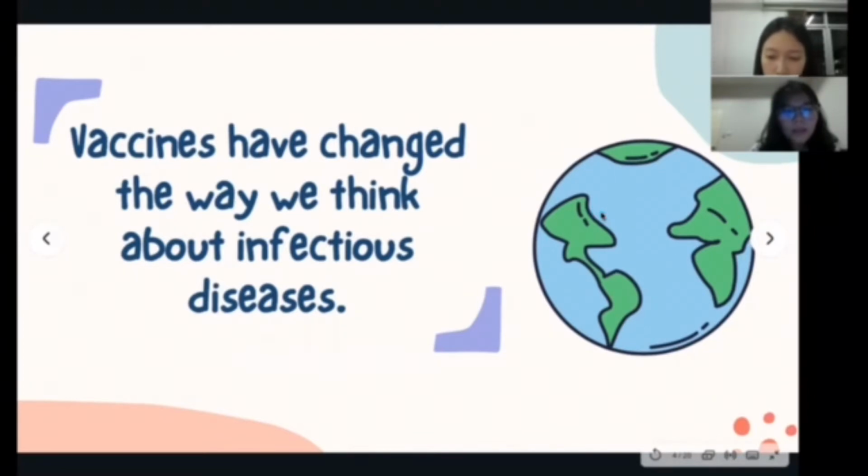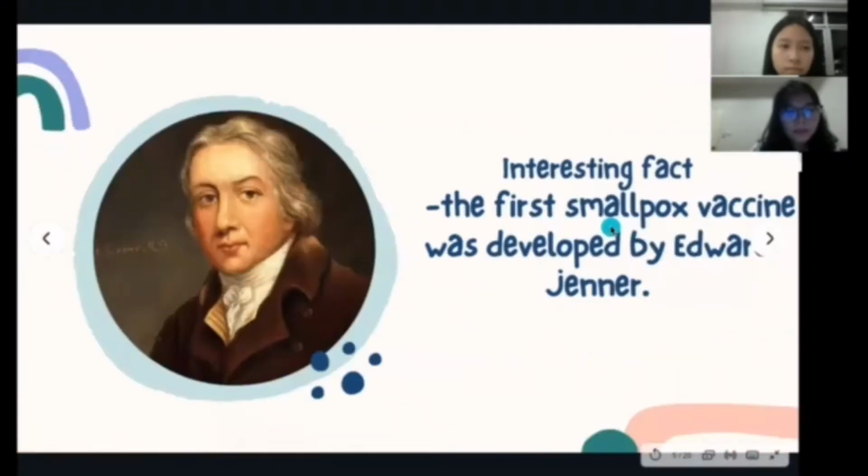It's therefore easy to get complacent and assume that infectious diseases are no longer a problem. Interesting fact: the first smallpox vaccine was developed by Edward Jenner.